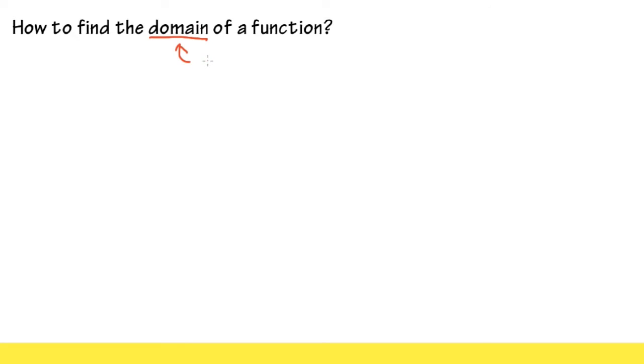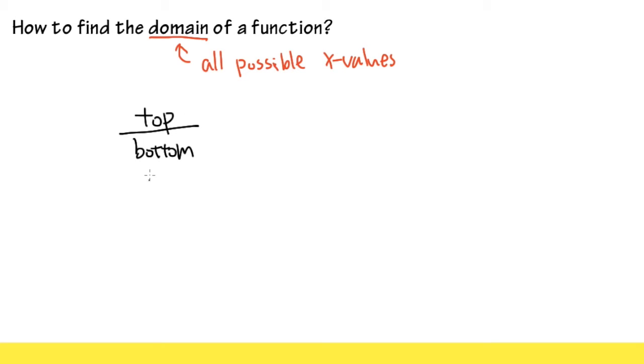Domain means that we are trying to find all the possible inputs of a function, and because the input is usually x, let me write this down: domain is all the possible x values. There are three conditions we have to remember. The first one is when we have a rational function, which means we have a fraction, with the numerator on top over the denominator on the bottom.